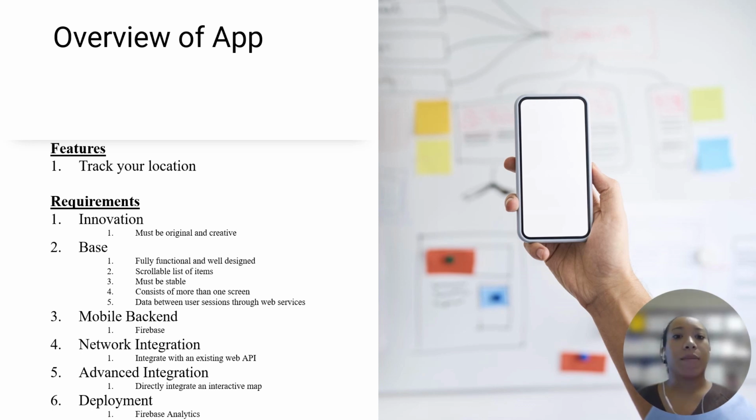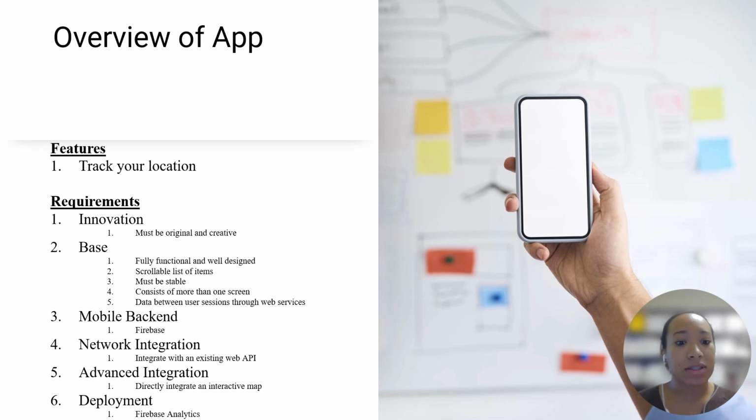So to go over the requirements for this project, again, they were innovation-based requirements, mobile backend, network integration, advanced integration, and then deployment. So the innovation, of course, has to be original and creative. There are no other apps around that are specifically Find My Parked Car apps. There are apps like Apple Maps, where you are able to mark your location and then go to that location at a specific time or a specific place. But this app is only for parked cars.